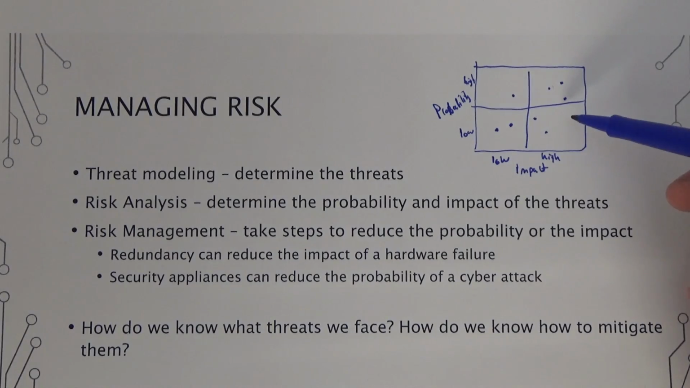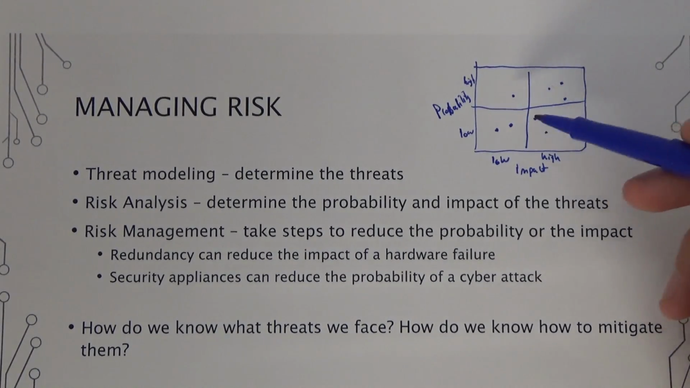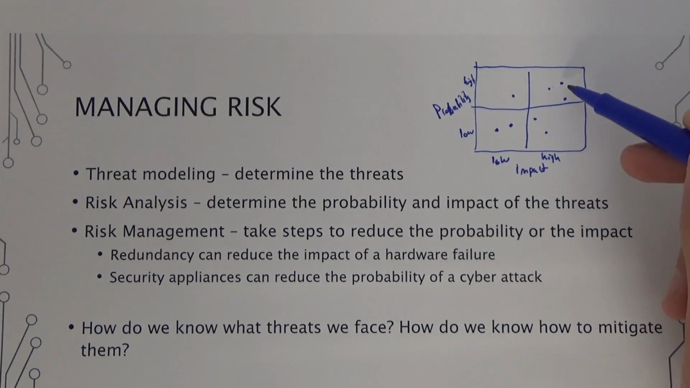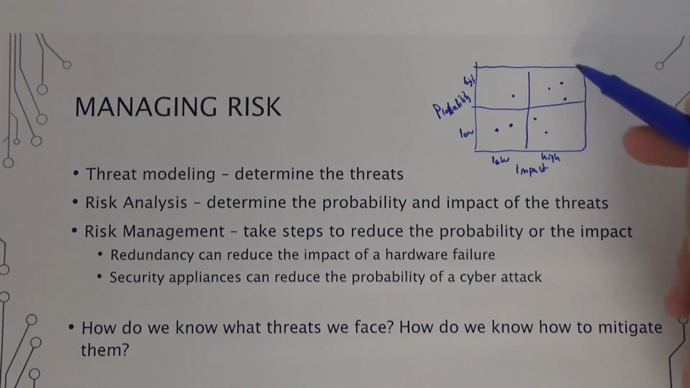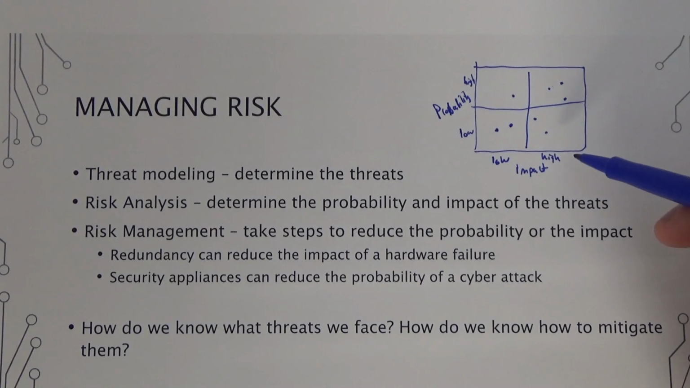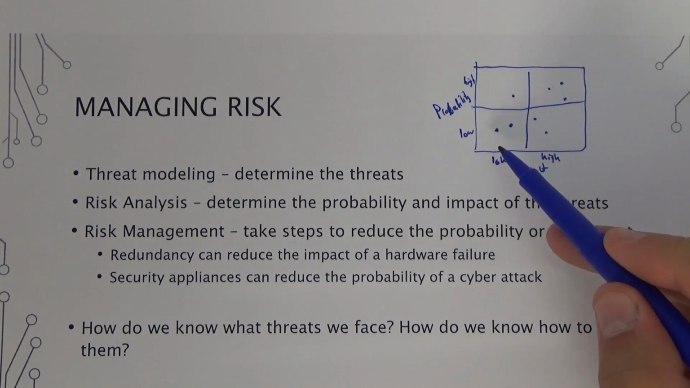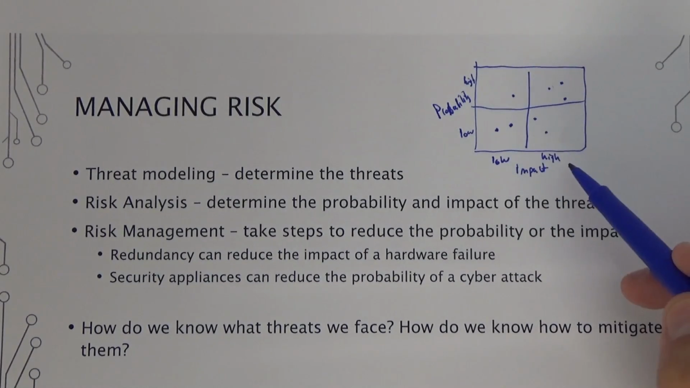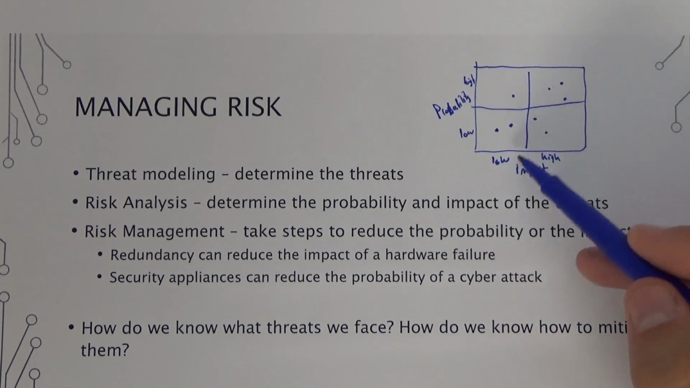Now, this is a simplified chart with only 4 boxes. We may have even more boxes on a more in-depth risk analysis. However, realize that the threats in the high probability, high impact box are the ones that we want to take the most steps to reducing that probability and impact. Ideally, if we can put measures in place to reduce all of these to low impact, low probability, that would be ideal. Some of these different threats may cost more than others to move.